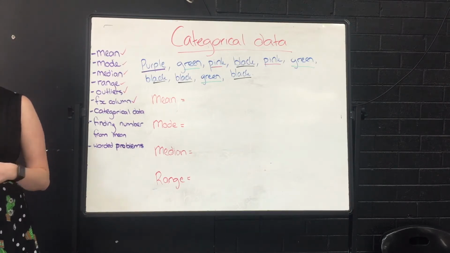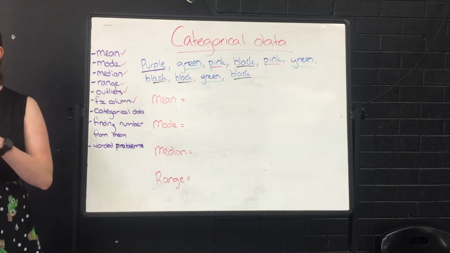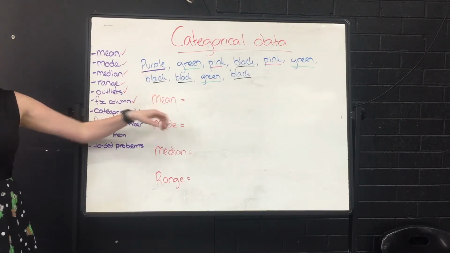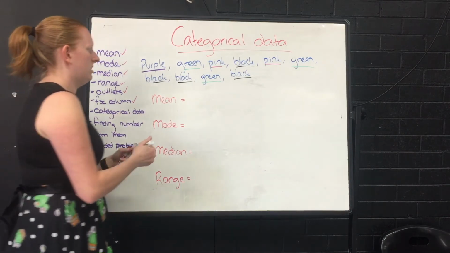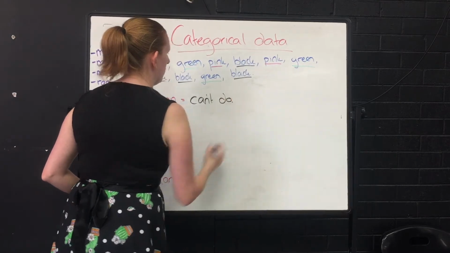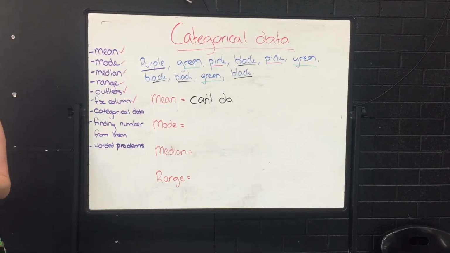You can't calculate the mean if you've got categorical data because it's not numbers. You can't add them together. You can't add words. You can't divide words. You can't do anything with words that you can do with numbers. So you can't calculate the mean. You can't add pink plus green.